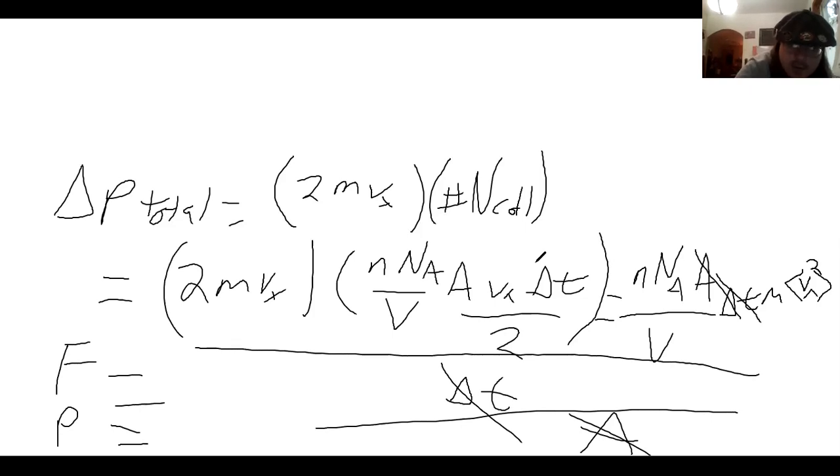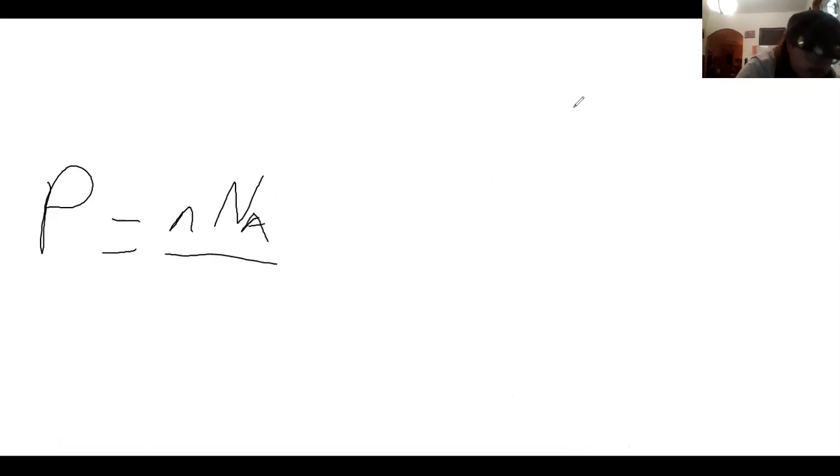So now, let's move this up. We have pressure equals n N A, Avogadro's number, over V times mass times the average of vx squared.